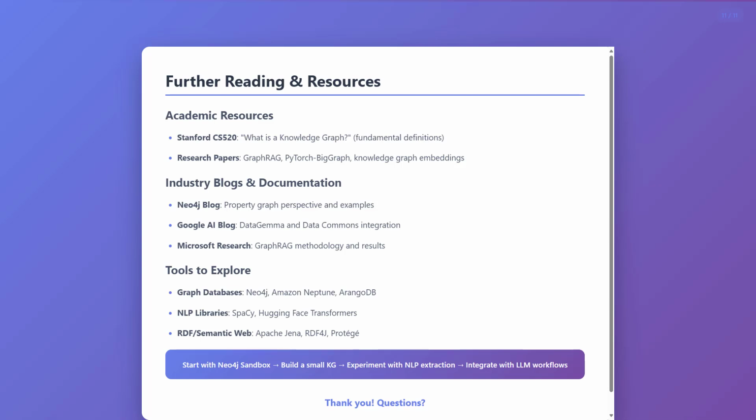Remember, this is a rapidly evolving field. The intersection of knowledge graphs and LLMs is particularly hot right now, so staying current with the research is valuable. That's our whirlwind tour of knowledge graphs. They're not just a database technology. They are a way of thinking about knowledge that can make your AI applications more capable, explainable, and robust. Thank you.